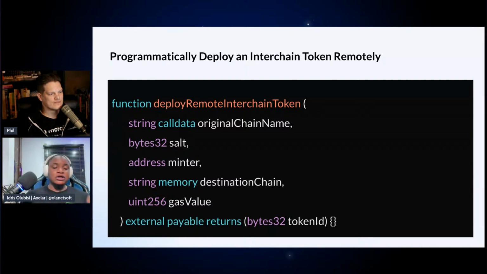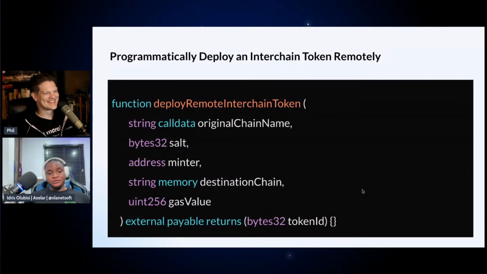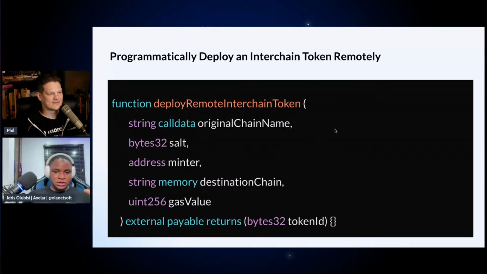So I can specify Polygon, and then I can specify the salt value. Remember the salt when we were creating the new interchain token earlier in the previous step. That's the same salt you are going to use here, and you specify the minter here, and you also specify the destination chain, right? The destination chain here, you need to specify if it is Fantom, Avalanche, or any other blockchain that you want to deploy on, and then you also specify the gas value. Then this function returns a token ID for you, which is also unique to this token.